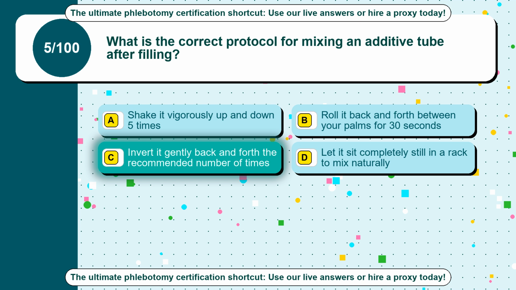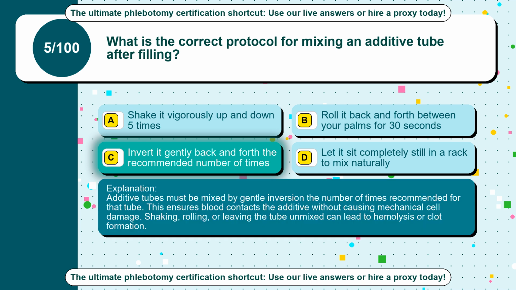Invert it gently back and forth the recommended number of times. Additive tubes must be mixed by gentle inversion the number of times recommended for that tube. This ensures blood contacts the additive without causing mechanical cell damage. Shaking, rolling, or leaving the tube unmixed can lead to hemolysis or clot formation.